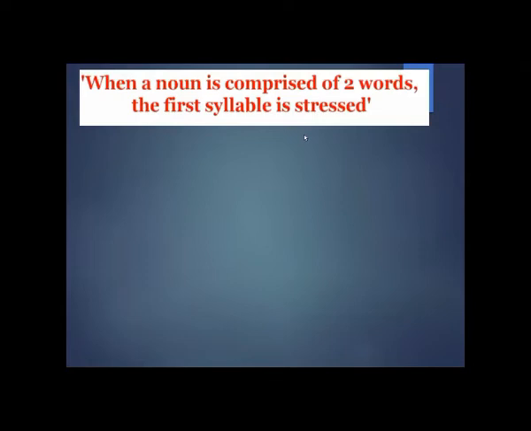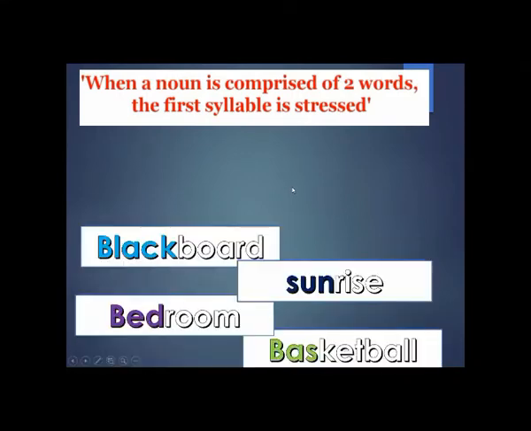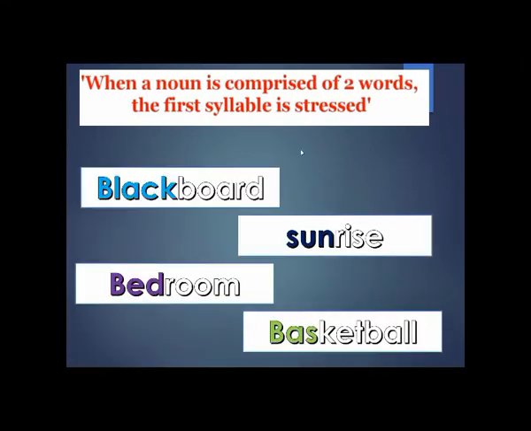When a noun is comprised of two words, the first syllable is stressed. Like blackboard. Sunrise. Bedroom. Basketball. Yes, basketball. Okay, excellent.